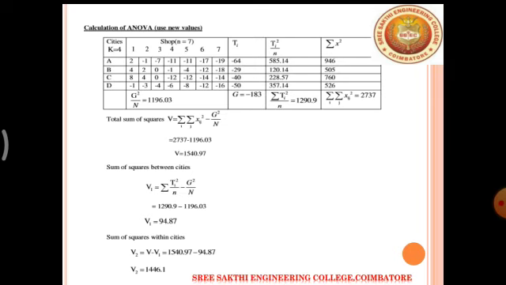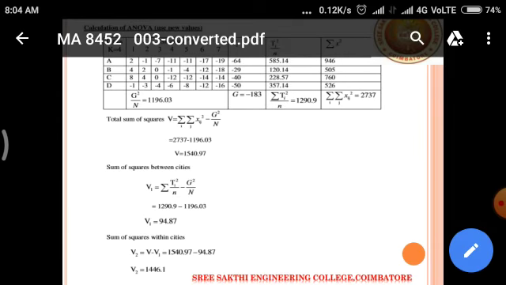Okay, next, by using the formula TSS, the abbreviation for total sum of squares, V equals the summation over i equal to 1 to n, j equal to 1 to n, of x_ij squared minus G squared by n. Finally, we get the new solution, that is TSS or V equal to 1540.97. Then SSC, the sum of squares between cities or columns. That calculation is also done using the same format, and we get 94.87.